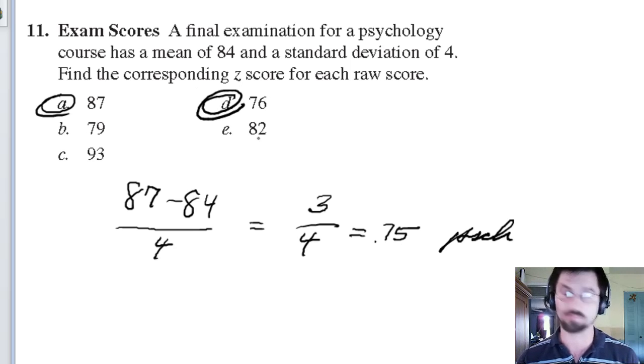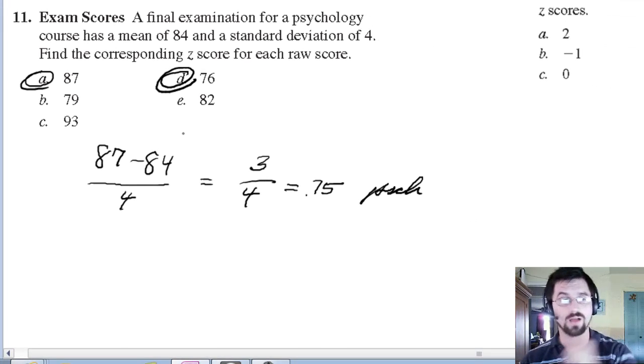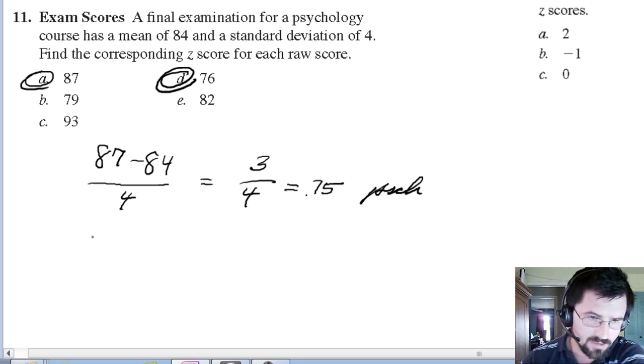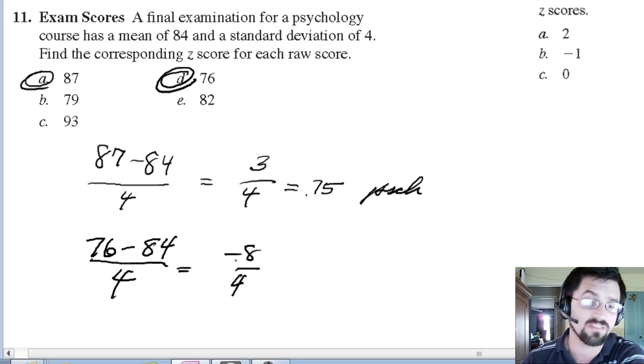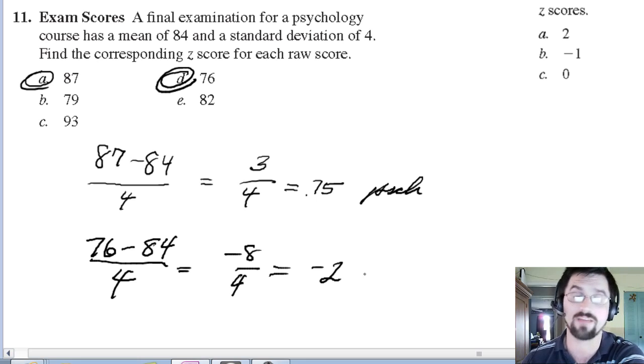Let's look at D here. D is a score of 76. When we subtract 84 and divide by 4, we get negative 8 over 4. Now the negative indicates to us that this is worse than average, and indeed it is 2 standard deviations away from the mean in the negative direction, so it's 2 standard deviations worse than average.